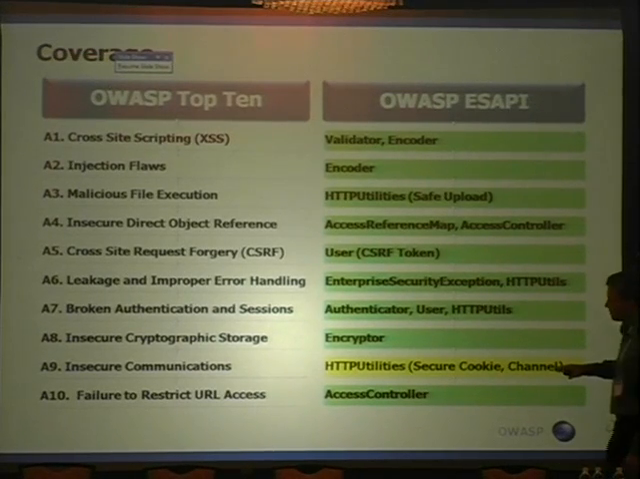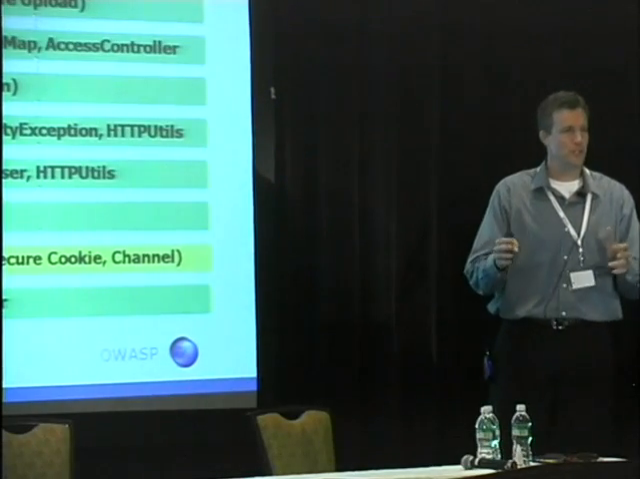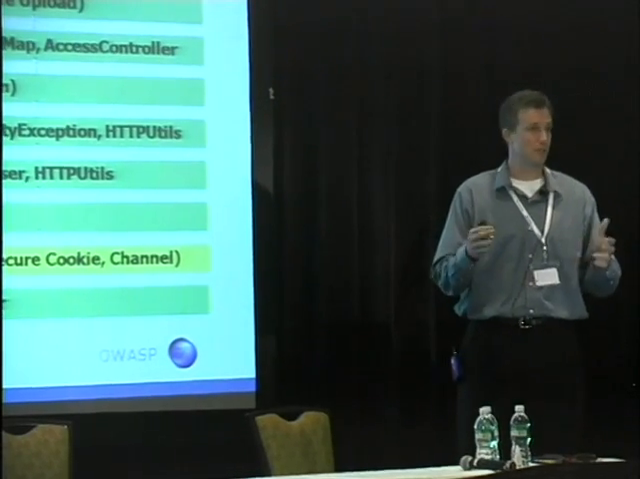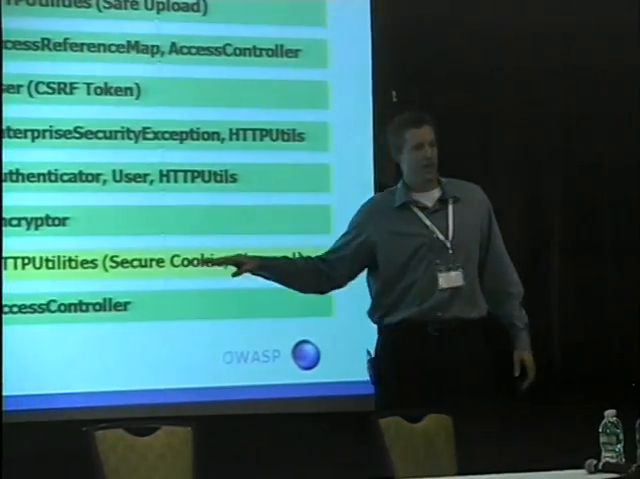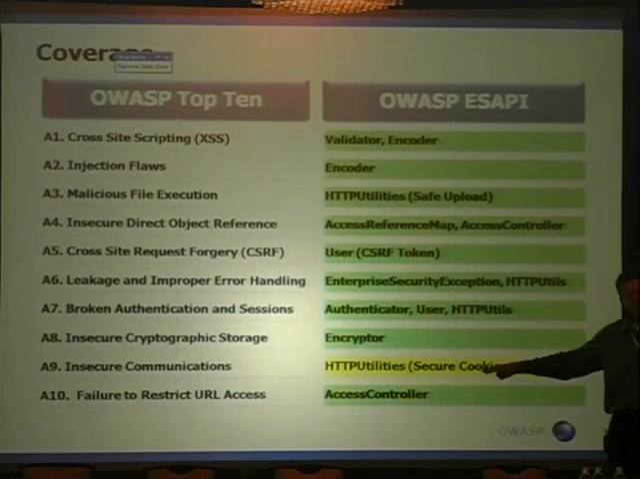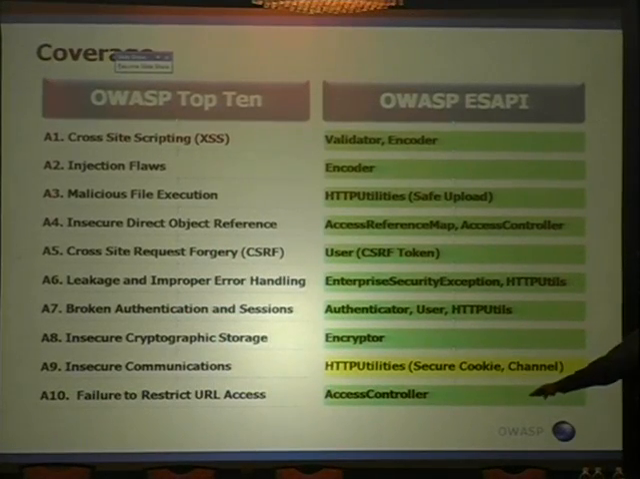We've got some things about insecure communications, but we can't do everything here, right? We're just in the code. We can't do anything to force you to configure SSL in your server, right? So we don't do everything. We do verify that the channel is secure, and we do the secure cookie checks, but we can't do everything here. And then we've got a pretty sophisticated access controller to allow people to enforce access control throughout the site.